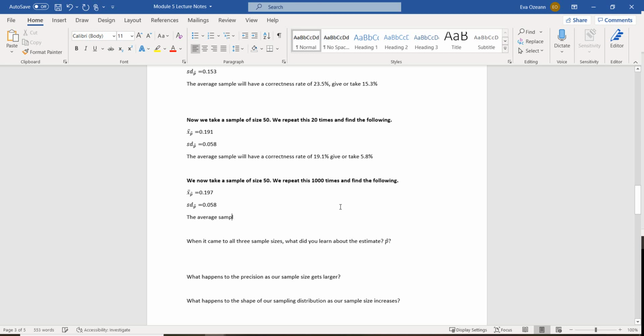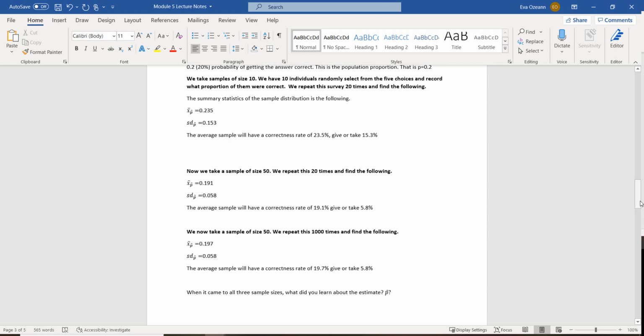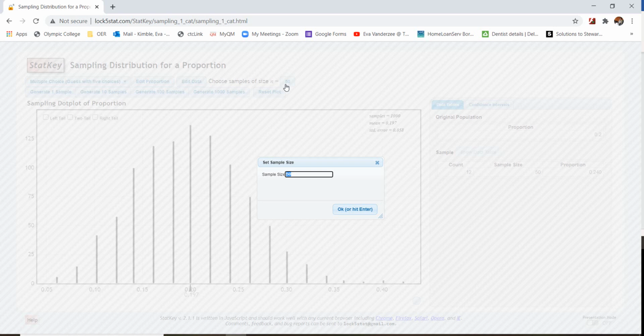So the average sample will have a correctness rate of 19.7%, give or take 5.8%. This is interesting. The more we repeat the survey, it doesn't really seem like it's going to affect our average that much. It also doesn't seem like it affects our standard deviation. What seems to affect our standard deviation isn't how many times we repeat the survey, it's how big our sample was. So just for fun, why don't we change our sample size to 1,000.